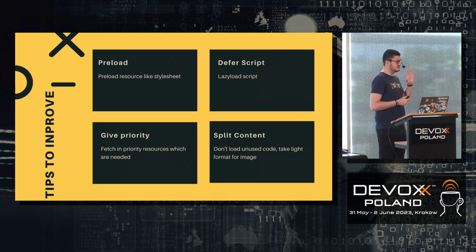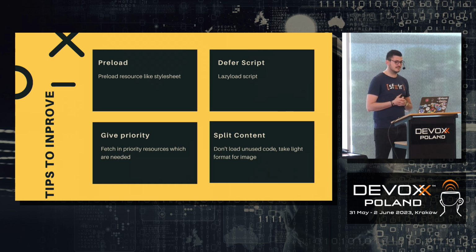So how to improve this? Here are my tips. First, preload. Preload resources like style sheets or images. For this, it's quite easy. You have just to use the rel attribute. Then, defer scripts. Lazy load all the scripts. Lazy load everything that is not needed for the first render of your application. And you can use the async and defer attributes for that.